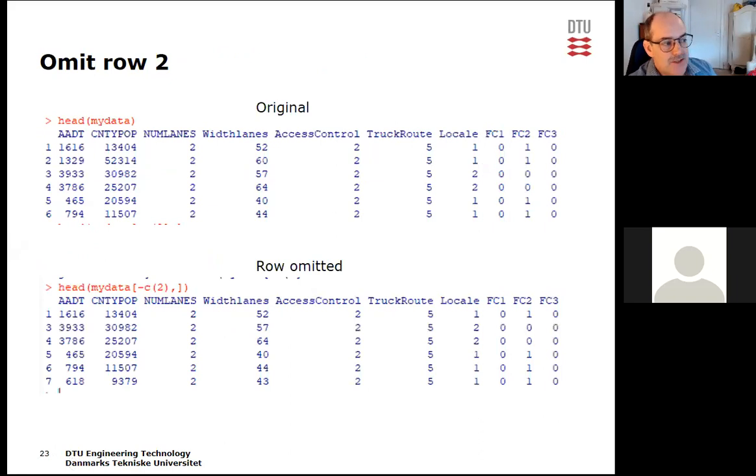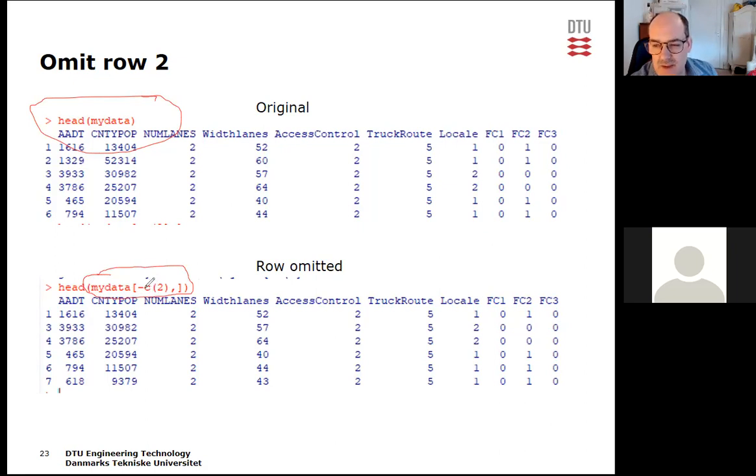So here's an example. Here's the data as it was, and there are the rows 1, 2, 3, 4, 5, 6. And if I type this command, I type my data, square bracket, and then negative. So this is remove. Negative is remove.